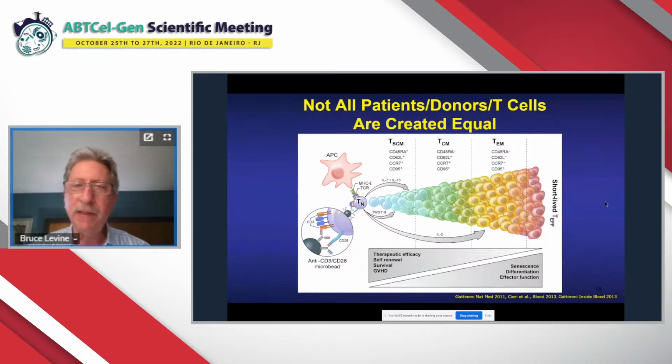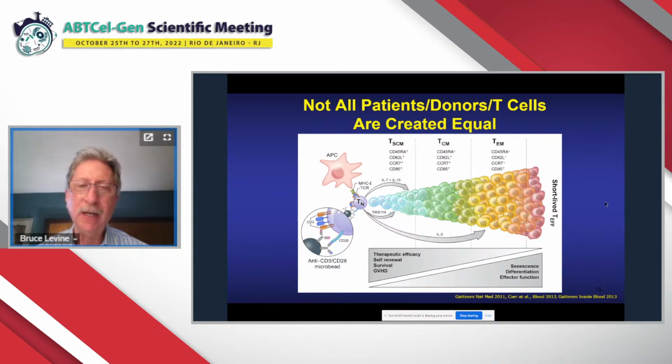Now, I want to talk about the raw material, and I think I mentioned this last time I spoke to this group. We have to recognize that not all patients, not all donors, if you're thinking about healthy donors, not all T cells are created equal. This is a model that has been popularized by Luca Gattinoni, and shows the differentiation from naive T cells to stem cell memory, central memory, effector memory, and short-lived T effector. And while you do have enhanced effector function towards the right-hand side, you also have senescence.